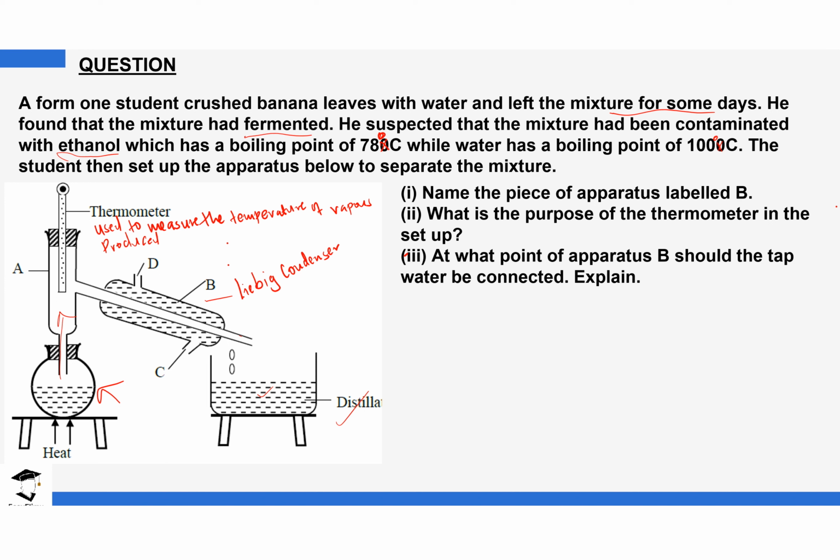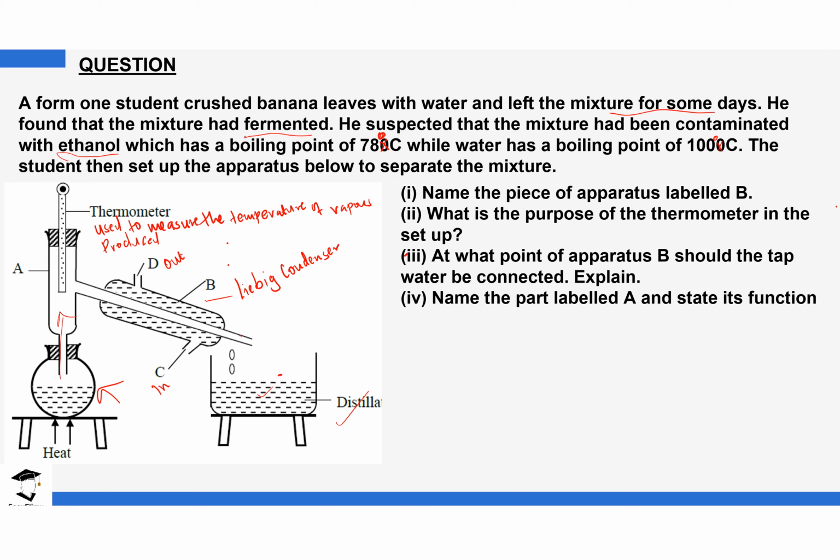Explain. So we said the tap water goes against the gravity. So the water in from the tap will be at point C, and then the water out will be at point D. So it's going against the gravity. We said the reason why it's so is because it makes condensation efficient. And then we go to the next question. Name the part labeled A and state its function.